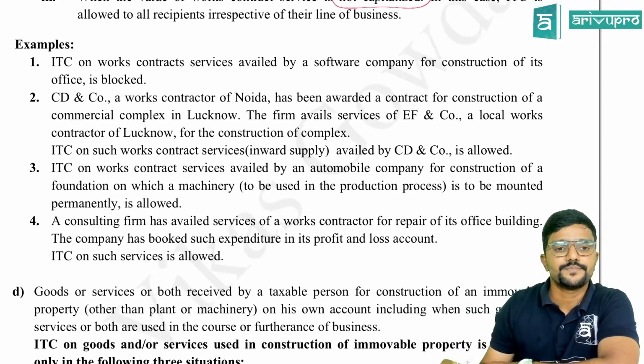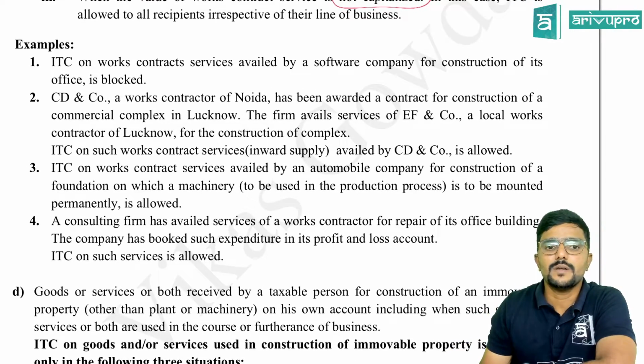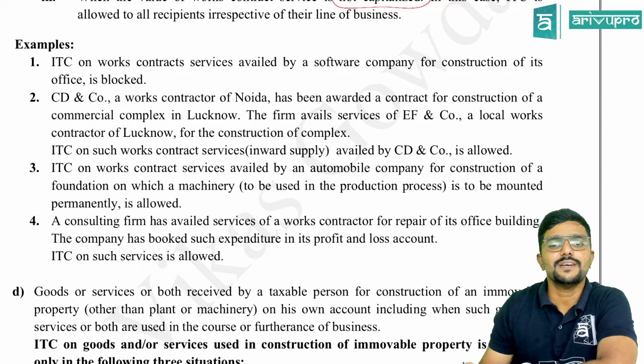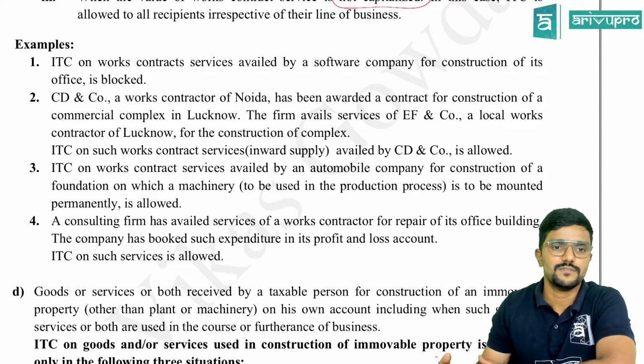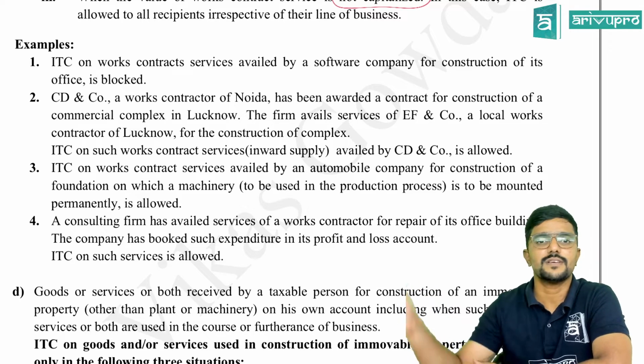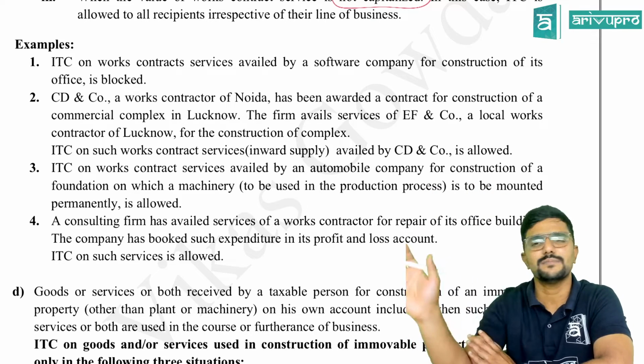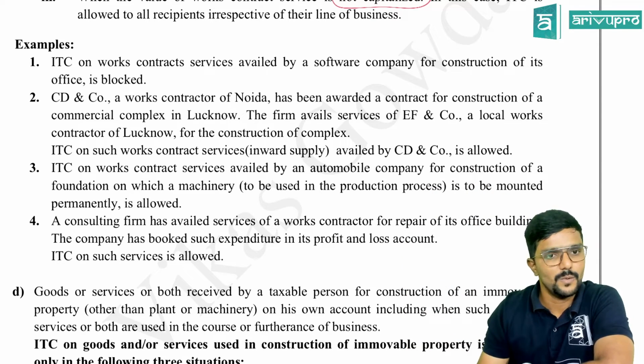Examples. ITC on works contract services availed by a software company for construction of its office is blocked, because the software company is taking works contract services for themselves. Whether it is for their office building or a residential building, it doesn't matter. Credit is blocked.